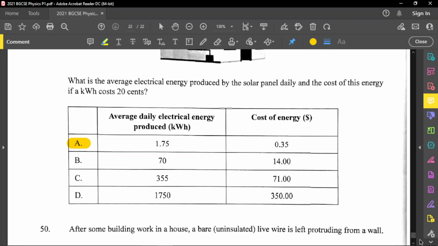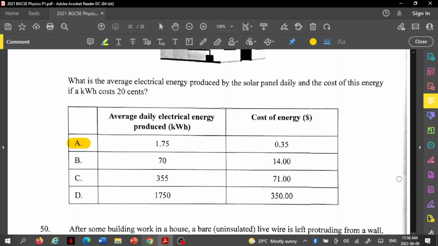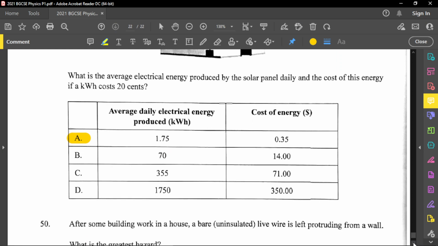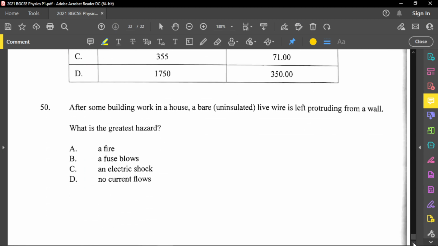Number 50 is: after some building work in a house, bare uninsulated live wire is left protruding from a wall. Let's read the whole question first. It's the last question here. So it is uninsulated, protruding from a wall. What is the greatest hazard? If the wire is hanging there uninsulated, that means just the bare wire by itself. That means it could be a fire.